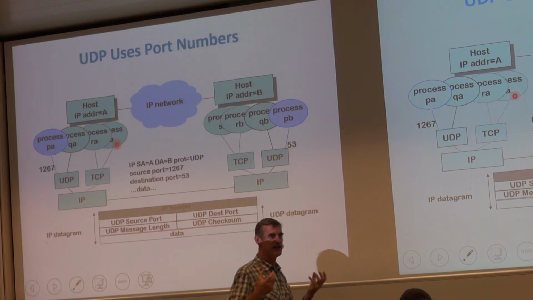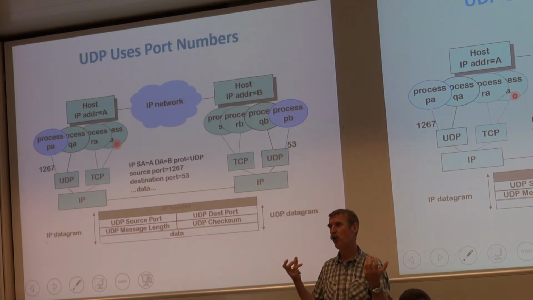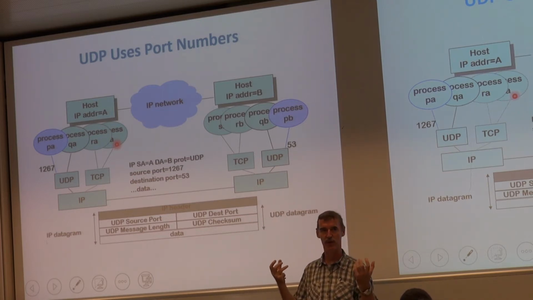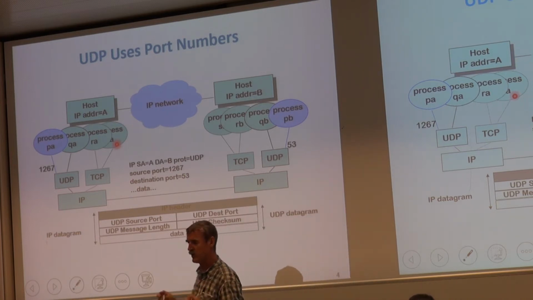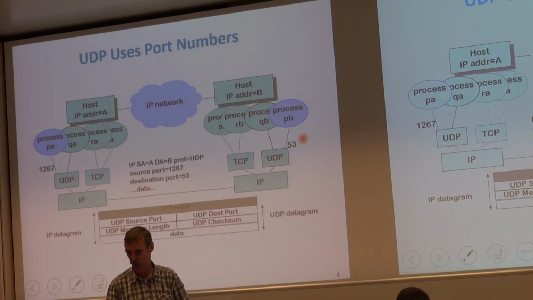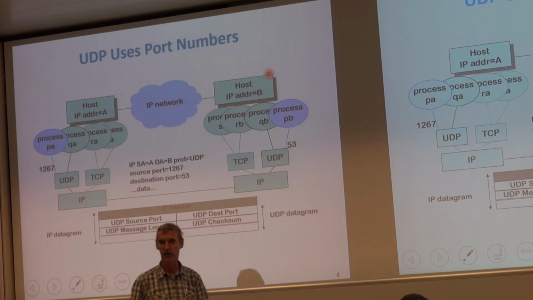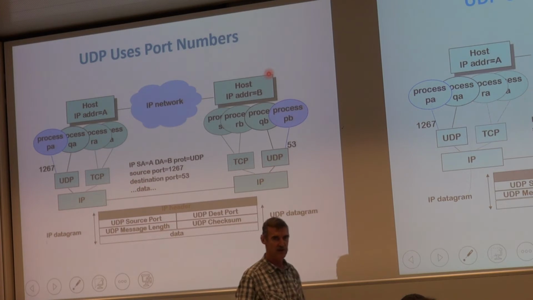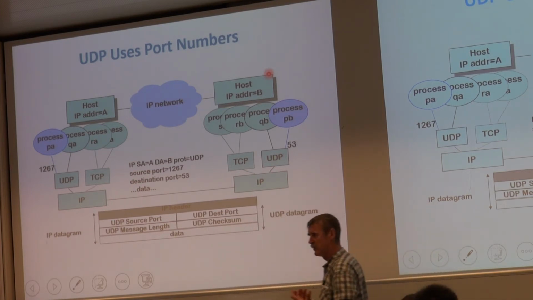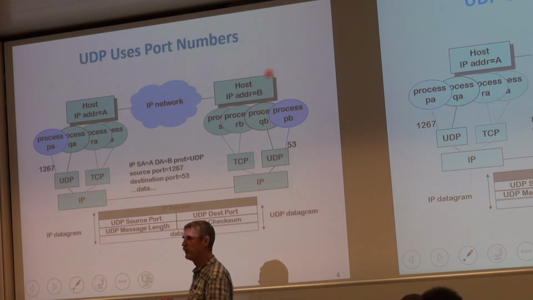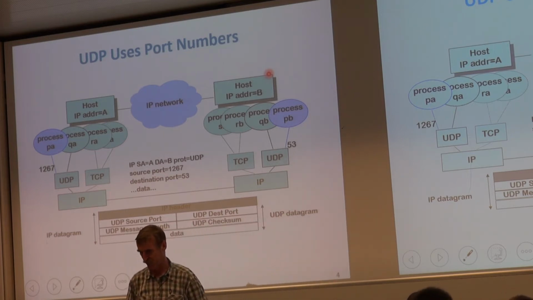What identifies a flow of communication is the combination of IP addresses and ports. So it is perfectly possible to have several flows of communication to the same port number, here 53. But you cannot have both 1267 on host A and 53 on host B for two different flows. So the IP addresses and the port numbers uniquely identify a flow. That's, I would say, the major concept of UDP and TCP in terms of addressing. All the rest is minor details.